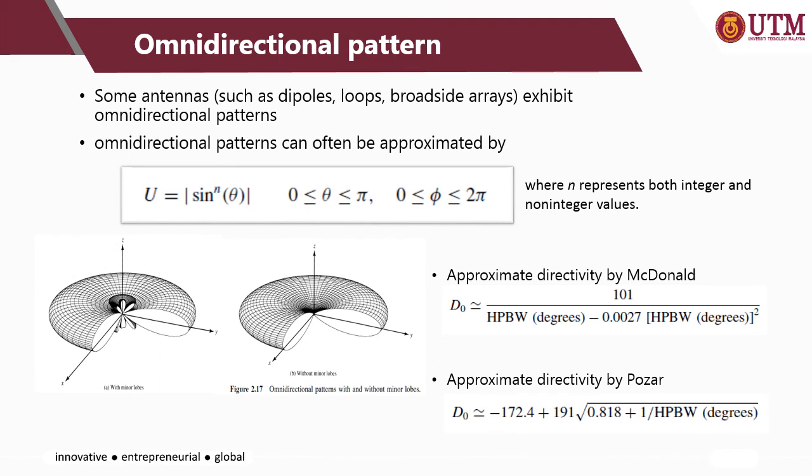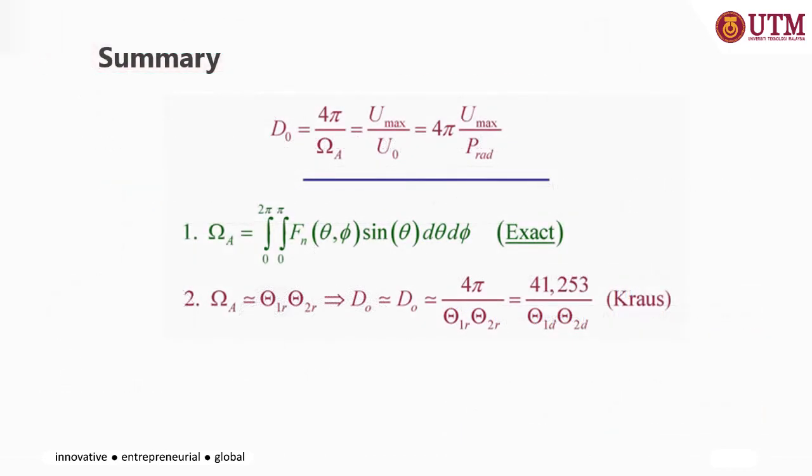Okay, the same goes for the omnidirectional pattern. You can also approximate the directivity by simply using an approximated equation. In this case, the intensity for an omnidirectional pattern may be approximated by using sine to the power of n theta, and the directivity can be approximated by two given equations, namely McDonald and also Pozar. Okay, the last slide summarizes the equations related to approximation of the directivity.